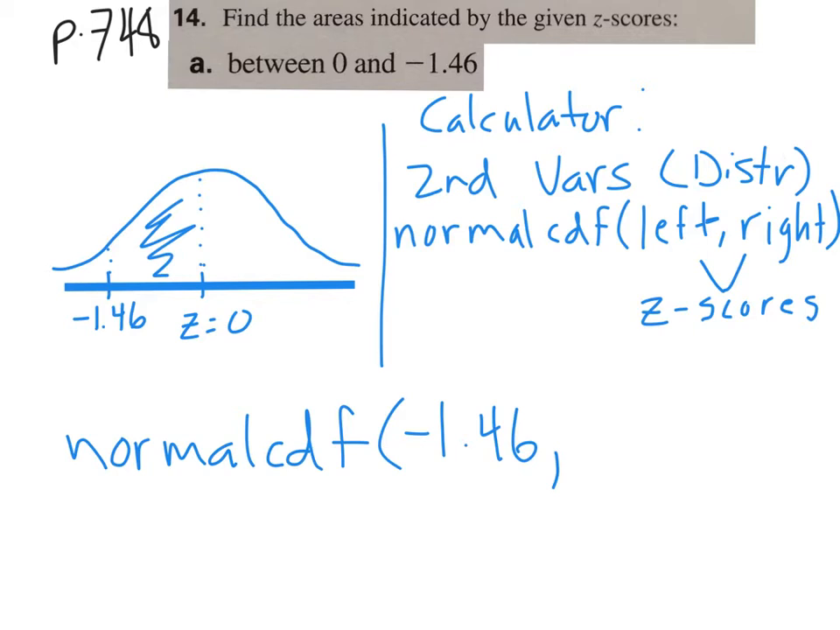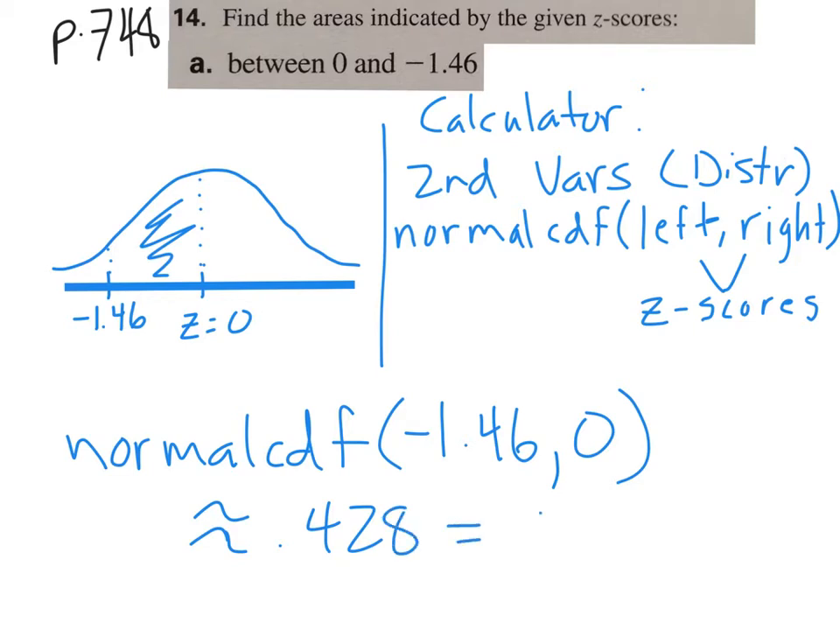The comma, by the way, is above the 7 key, I believe. And then our right bound will be 0. And we're going to close our parentheses. Right, and if you just enter that into your calculator, you should get about 0.428. Right, and again, this is a decimal.